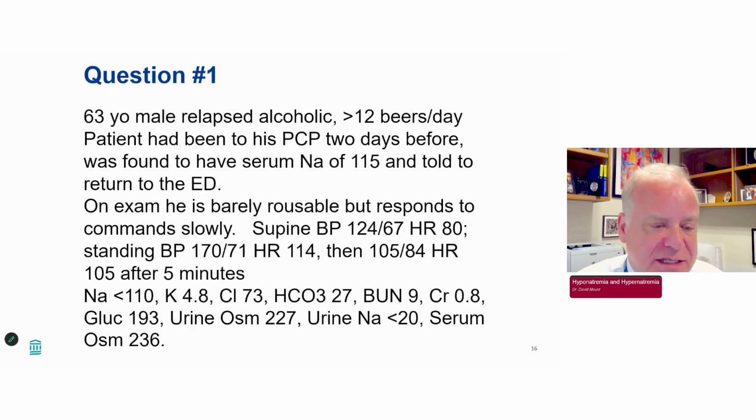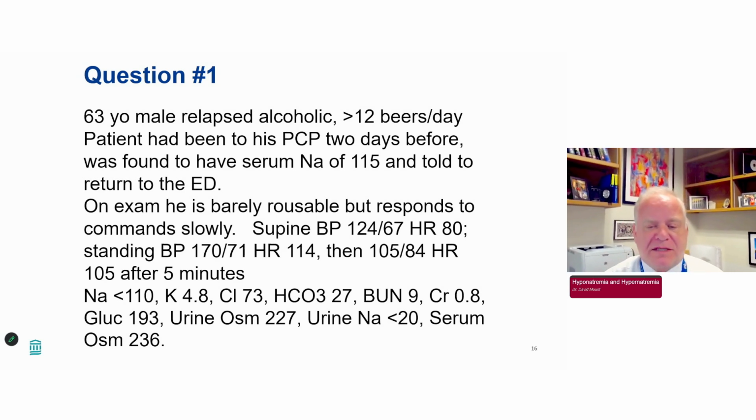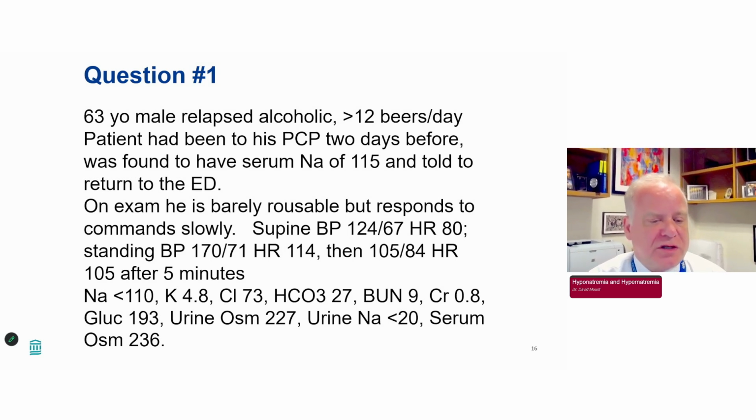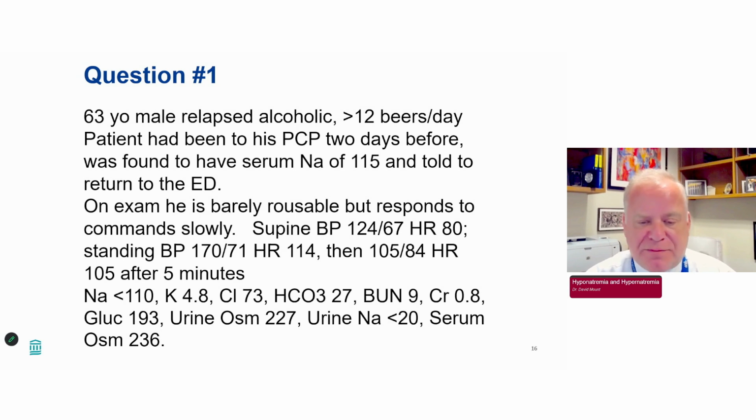So we have a patient, this is a case we had many years ago at the Boston VA, a relapsed alcoholic who drank 12 beers a day, had been to his PCP 2 days before, was found to have a serum sodium of 115 and told to return to the ED. On exam, he's barely rousable, but responds to command slowly. Supine blood pressure was 124/67 with a heart rate of 80. Standing, he was actually initially hypertensive, but then hypotensive after 5 minutes.